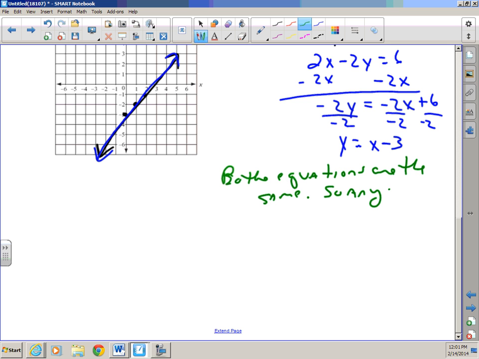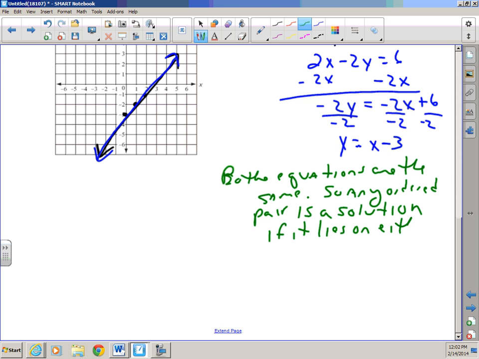So any ordered pair is a solution if it lies on either line. We don't say all real numbers because there are points that are out here, for example, that are not solutions. It's everything on one line is a solution for the other.